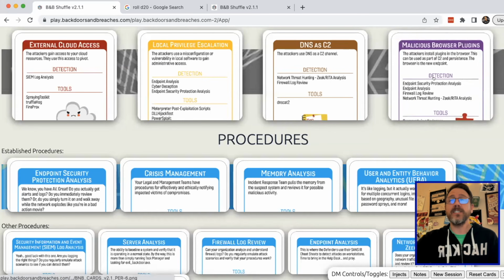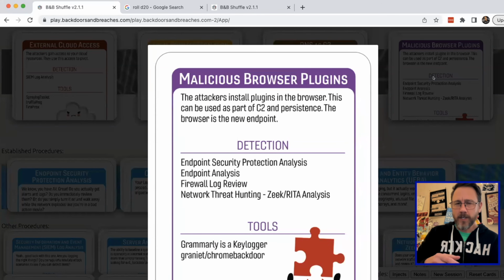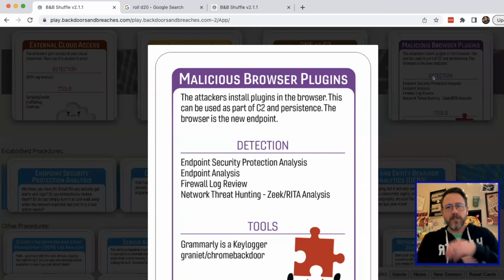And then you have malicious browser plugins, where you can explain, do we allow developer mode to be accessible in our browsers? And all of a sudden someone goes, do we allow developer mode? I don't know. Do we? I think we do. Oh, I don't know if we disable that or not. And so all of a sudden the conversation turns to, do we allow malicious browser plugins to be installed?